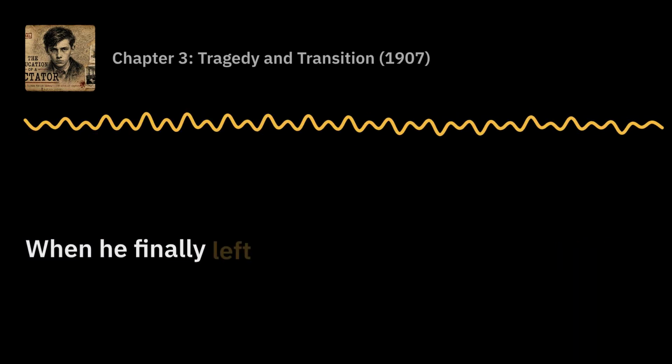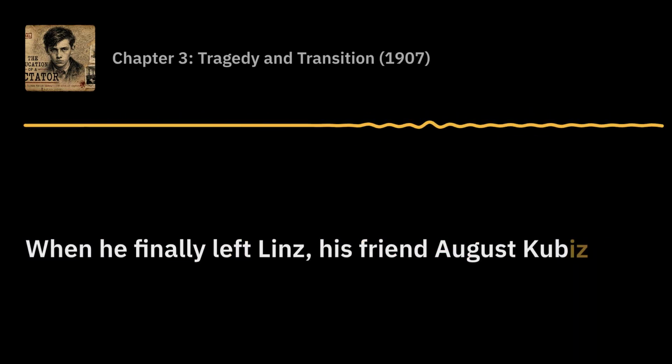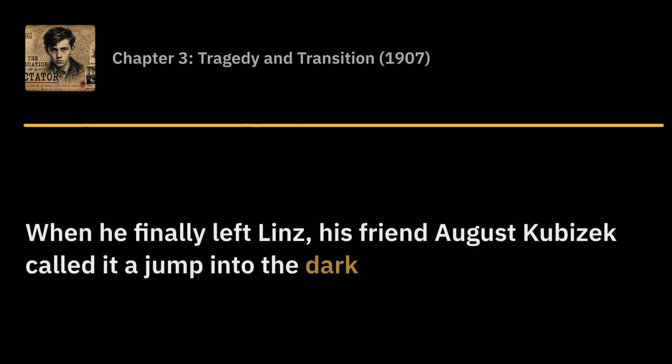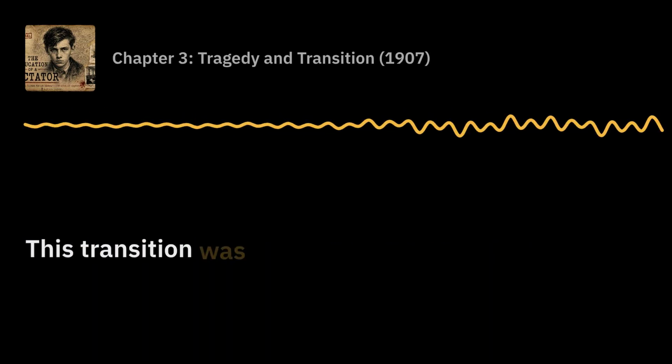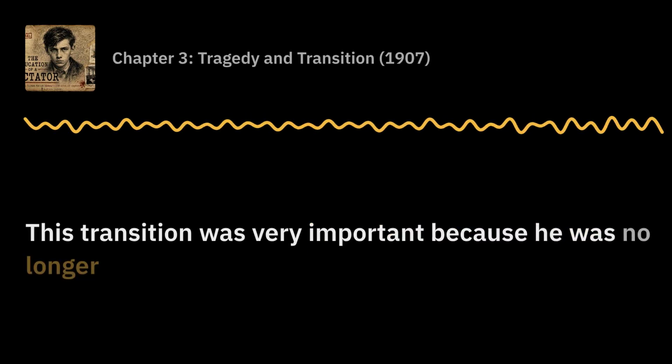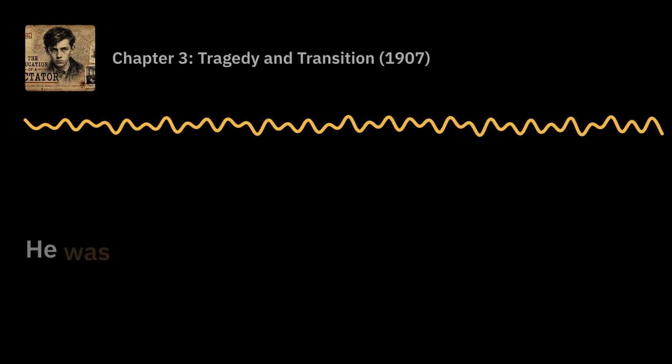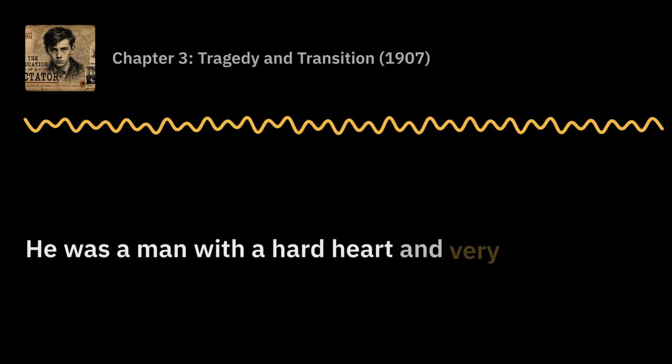When he finally left Linz, his friend August Kubizek called it a jump into the dark. It was a jump into a new and dangerous life. This transition was very important because he was no longer a young boy with a family. He was a man with a hard heart and very little money.